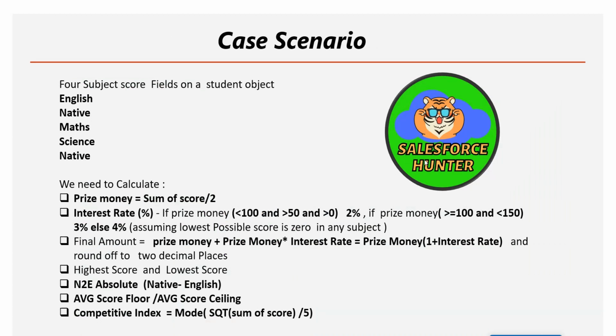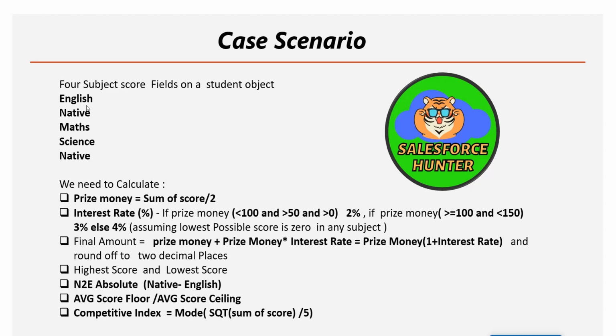There are 4 subject score fields on a student object. They are English, native, which is their native language, maths and science. Ignore this native, I have just written it 2 times. Now the scenario is, suppose the school is giving prize money to students based on their marks. What they are doing is they have formulated a formula for that. What is that?